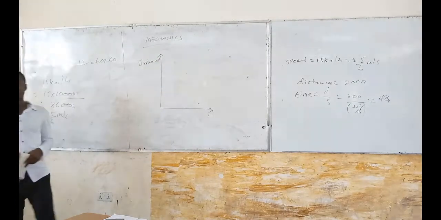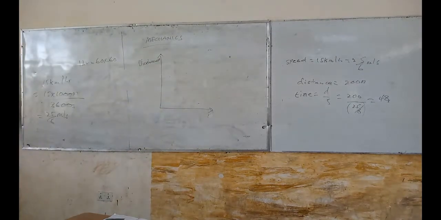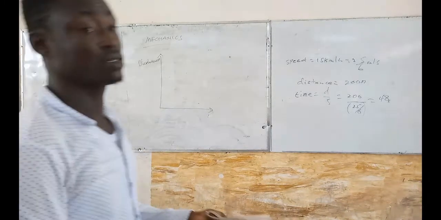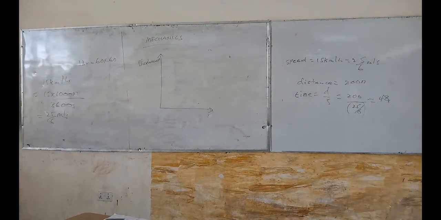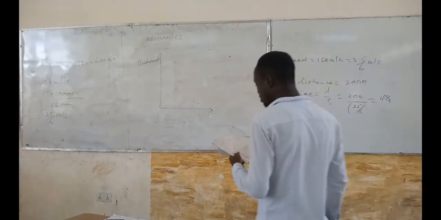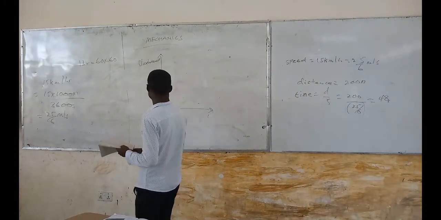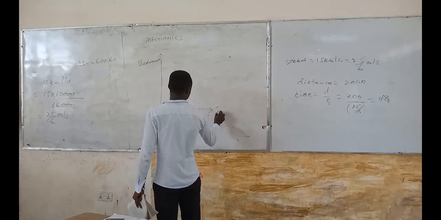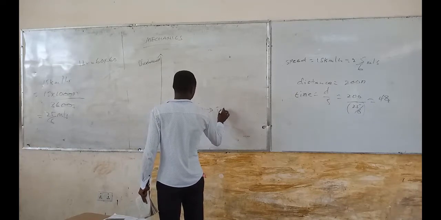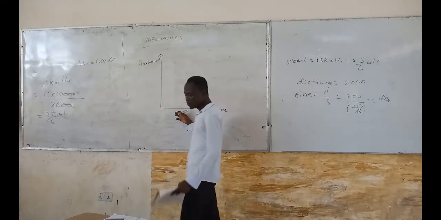Now, graphs. Let's go. We are going to look at some geometrical interpretations here. So write displacement, and then we have time. And please, what name is given to this axis?